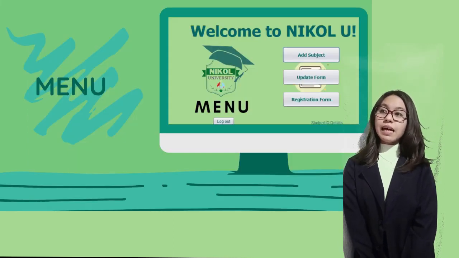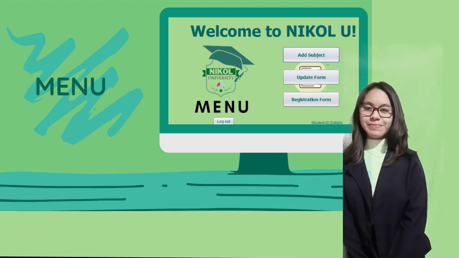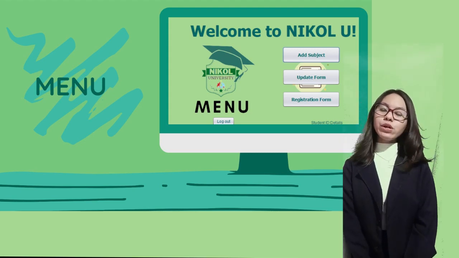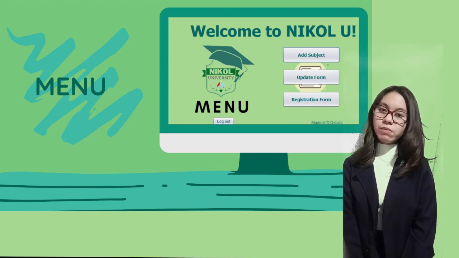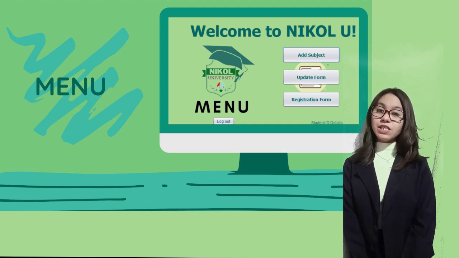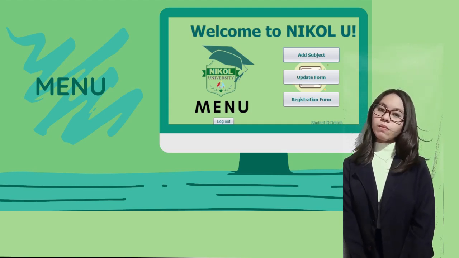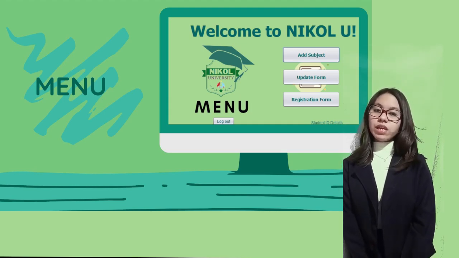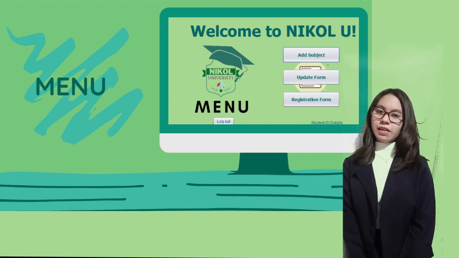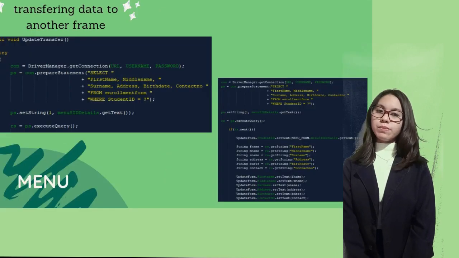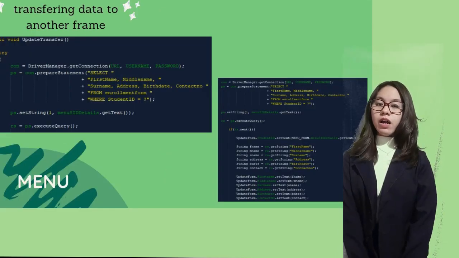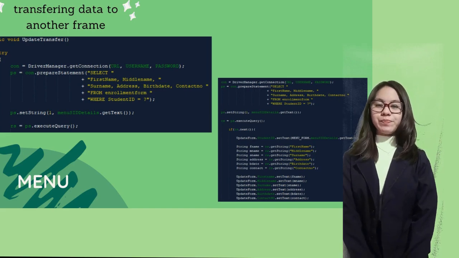Next, here's the menu form. In the menu form, you can select the three buttons, which are add subject, update form, and print the registration form. You can also log out here after using the system. Here's the code for the menu, which shows that you can transfer the data into another frame.